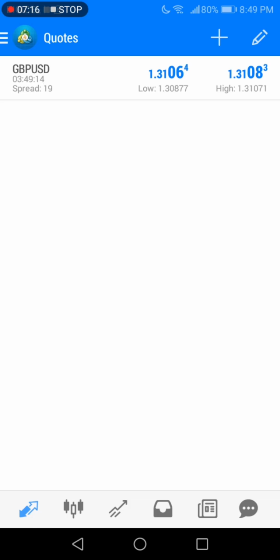Below that you have spread. Right now the spread is 19. The spread, of course, is the difference between the buying and the selling price. 19 right there relates to points. That would be 1.9 pip. That's the spread. Over to the right now, we have the high and the low price of the day.